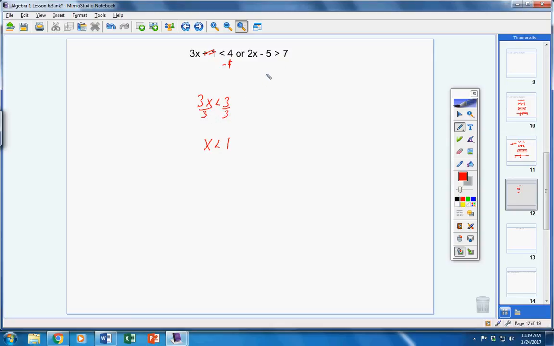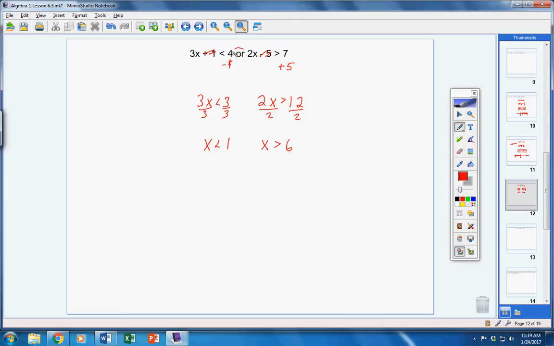Now on to this one over here. Bring the 5 over and make it a positive. Do you see what I'm doing? I work out each one of these like they're a separate problem, even though they're not. That's how I solve it. So I'm left with 2x is greater than 12. Now divide both sides by 2, and x is greater than 6.